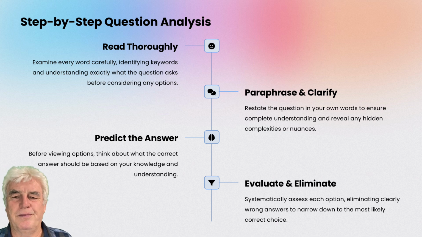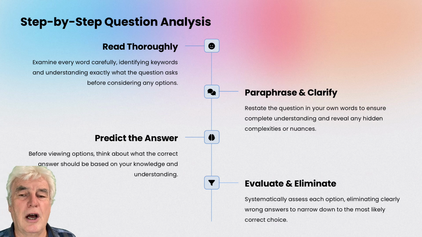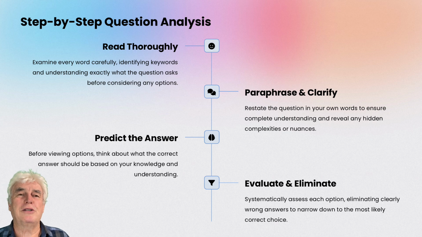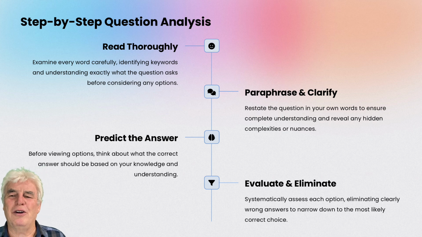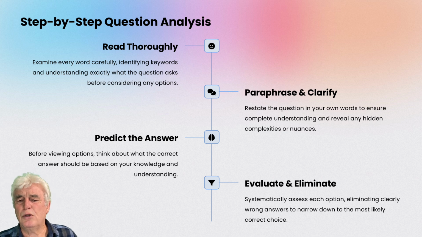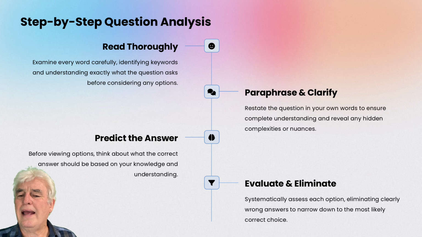Evaluate every option. Now, consider each answer choice carefully. Even if the first one seems correct, sometimes options are worded to appear right at first glance. Use the process of elimination. Remove options that are clearly wrong or irrelevant. Narrowing down choices increases your chance of selecting the correct answer. Beware of absolutes. Now, answers that use words like always or never are rarely correct unless the rule truly has no exceptions.